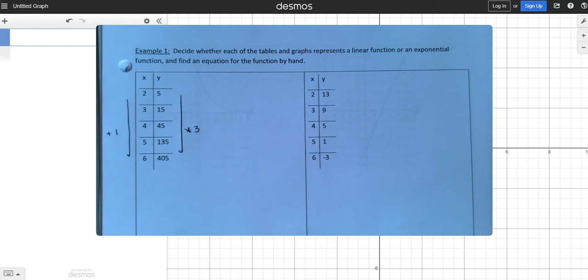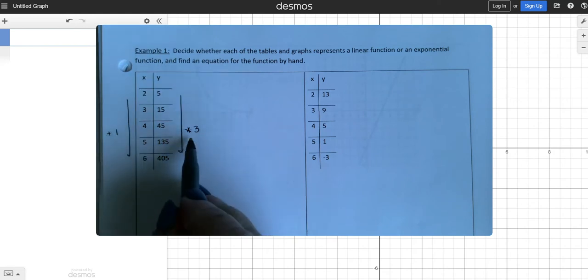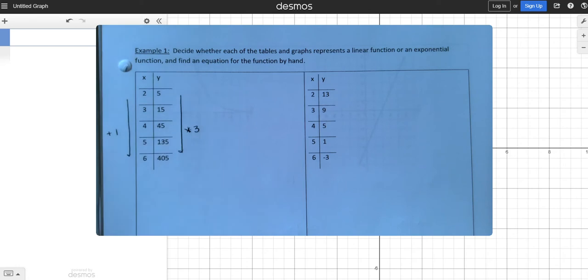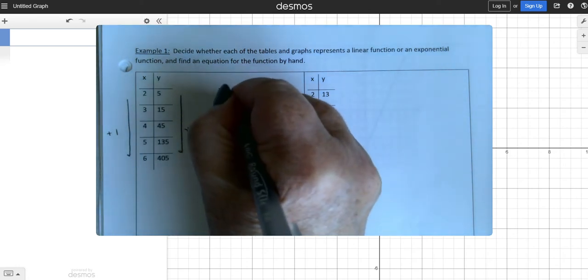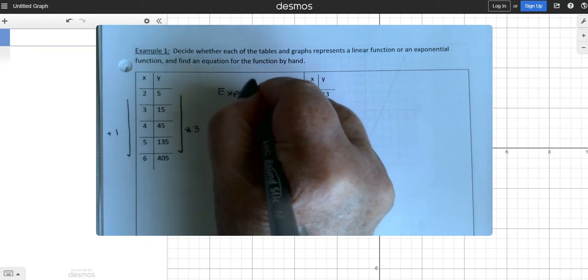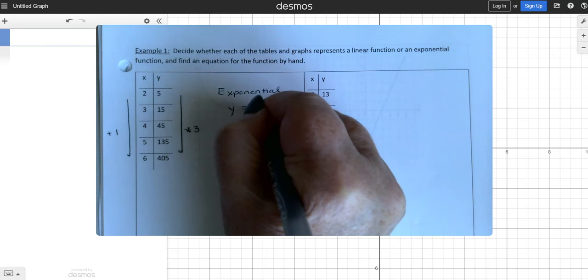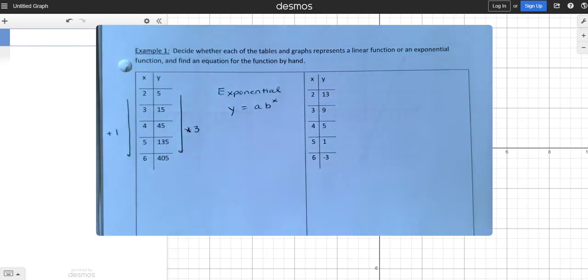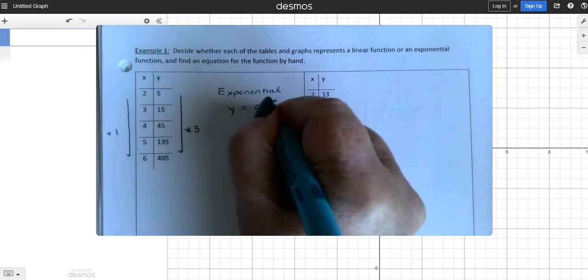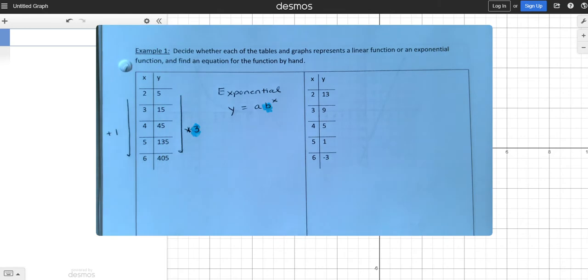All right, so as soon as I know that it's a constant multiplier, that's a relative rate of change, that's an exponential function. y equals a b to the x. Now I actually know the b already. The b is the constant multiplier, right? So in this case, b is 3.